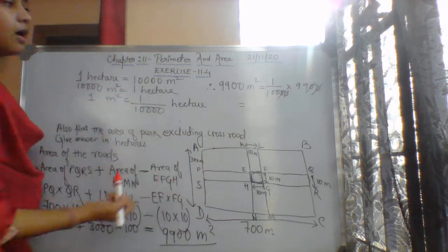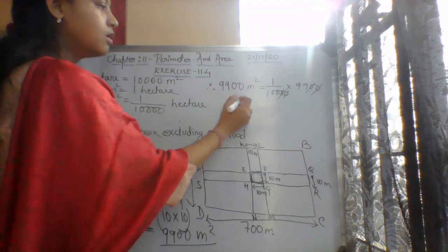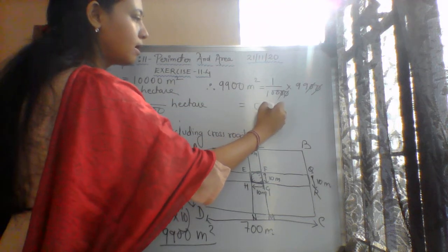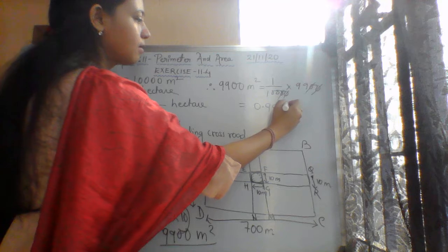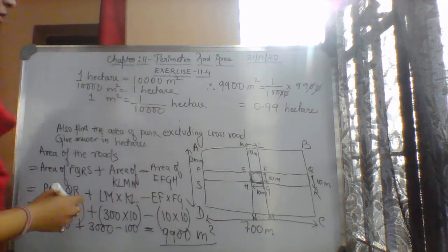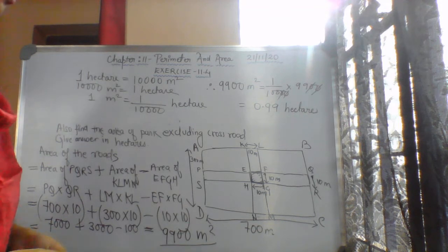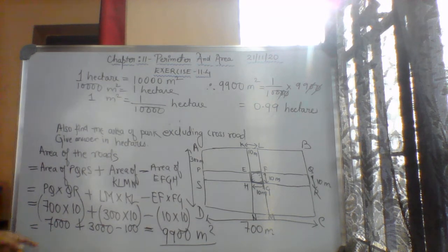So below 100 is there, so the decimal will be 2 places from the left. Okay, so 0.99 hectares. Okay, 0.99 hectares. Now one more thing we are going to find out.